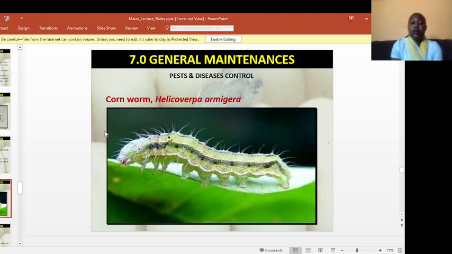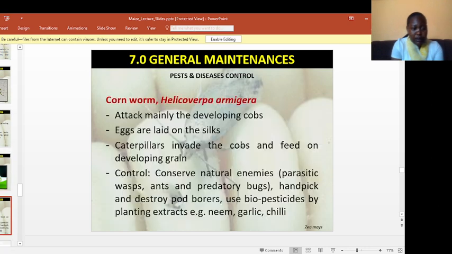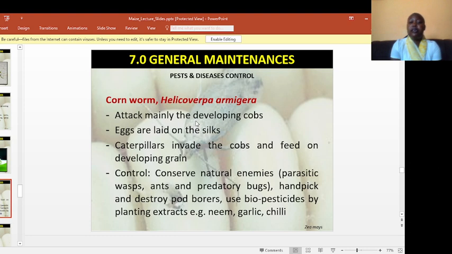We have cornworm or Helicoverpa armigera. Here is the cornworm, as you can see here. Let us see how it attacks the maize. Cornworm attack mainly the developing cobs. Eggs are laid on the silks. Caterpillars infest the cobs and feed on developing grain.